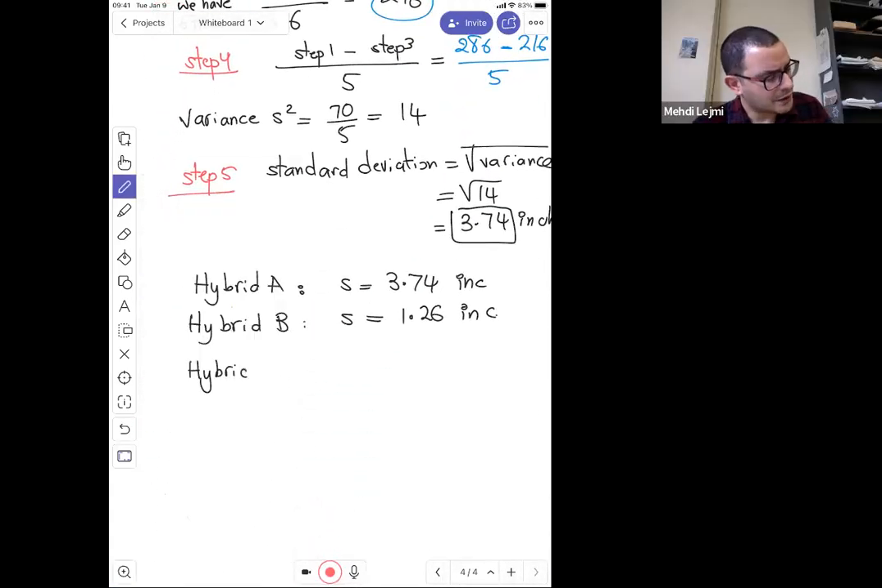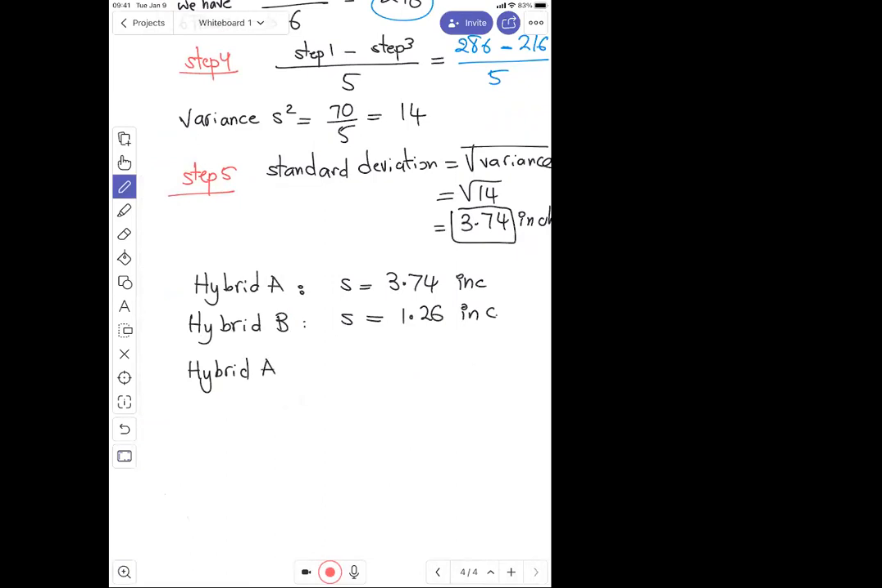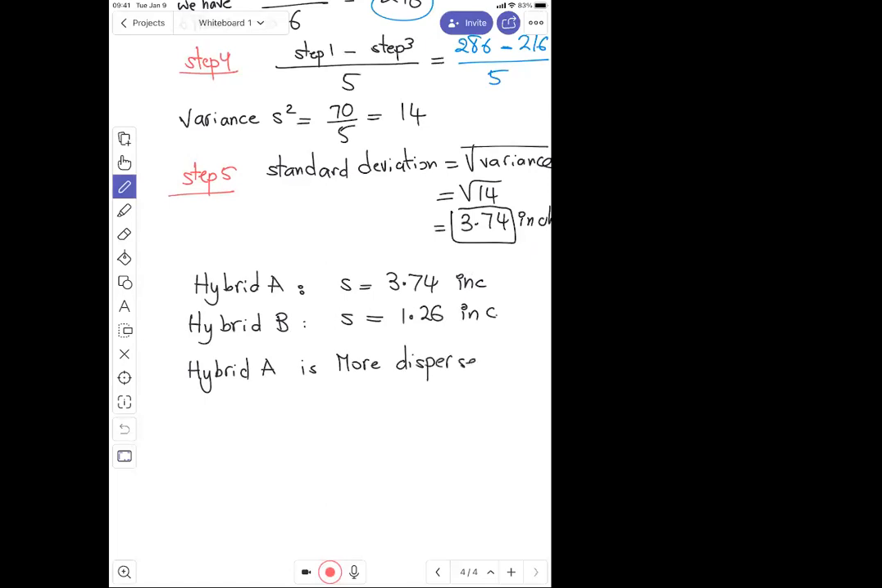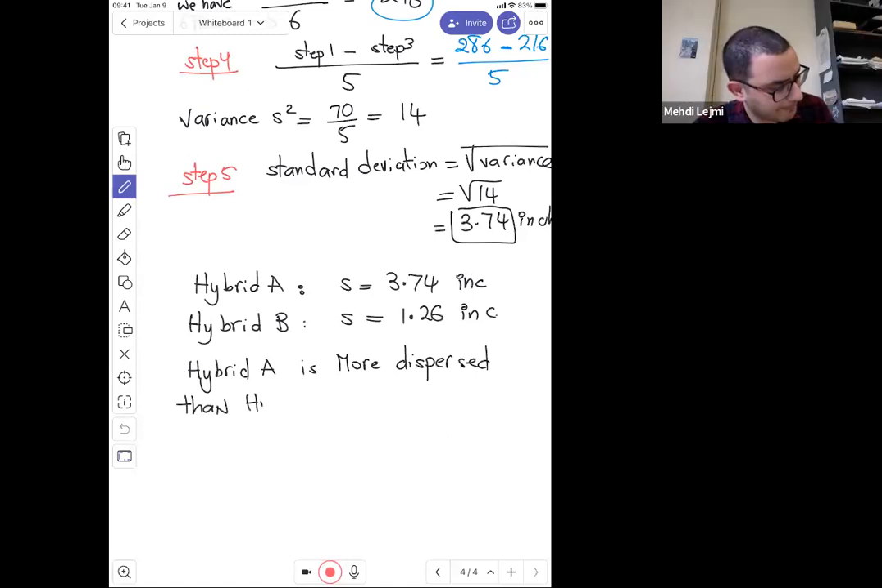So hybrid A is more dispersed than hybrid B. It has more variation than hybrid B.